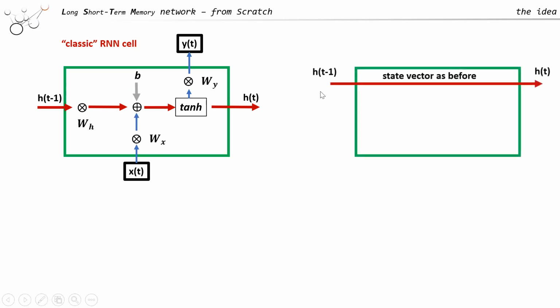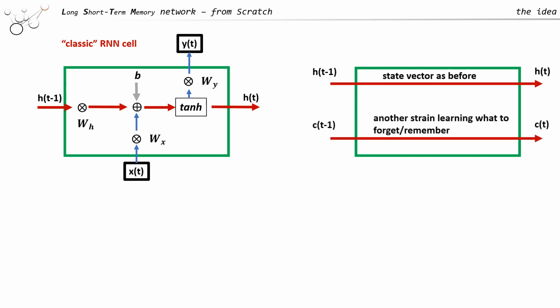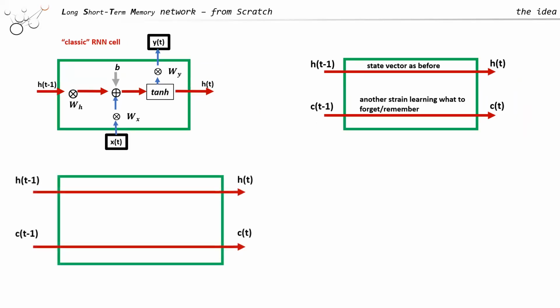So the idea now is that we keep our vector ht because we still want to have information that we pass on from the past to the future or to the current cell. But now we want to have a second strain, let's call it ct, that helps us to learn what we can remember and what we should forget, so that we have these two strains, and somehow these two strains have to communicate with each other and have to exchange information. But of course, the question is how to do that. And that's actually the key part of the LSTM.